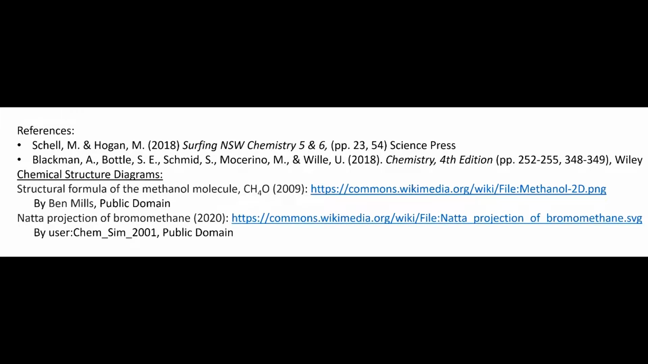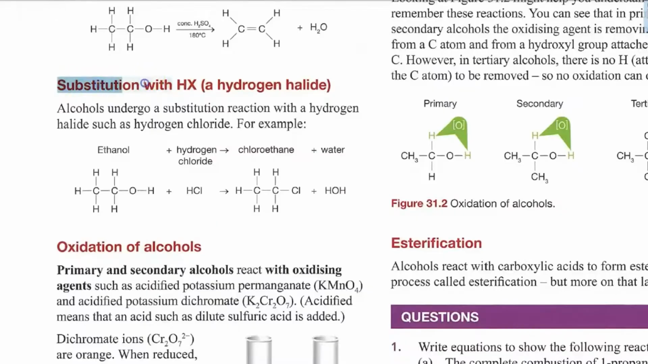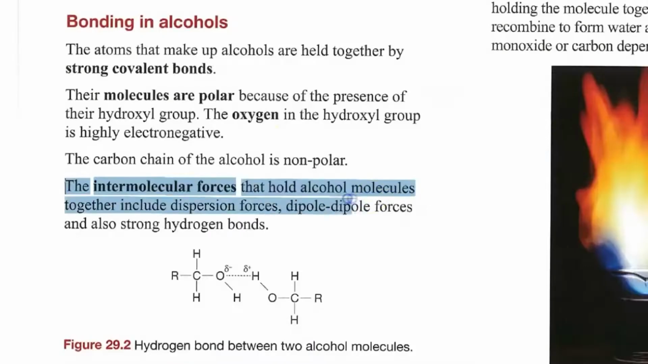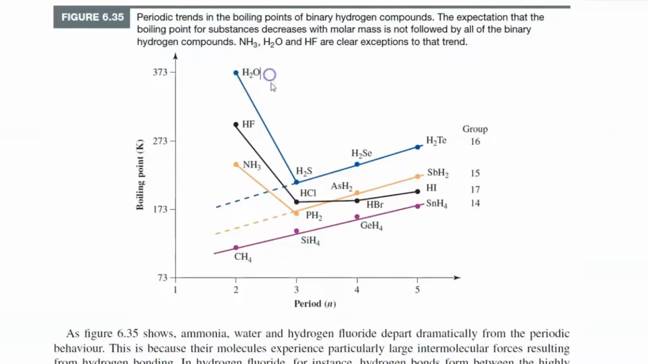These are the references used in this video. Specifically, the chemical structure diagrams come from Wikimedia, with Schell and Hogan's Surfing Chemistry and Blackman et al.'s Chemistry as the other sources. Schell and Hogan shows the results of an alcohol substitution reaction with a hydrogen halide, in this case chlorine, which verifies that bromomethane would be the product for question 7. It also shows that alcohols have generally larger boiling points compared to alkanes, for example, and that hydrogen bonds exist between alcohol molecules. In Blackman et al., the large effect of hydrogen bonds on boiling points is highlighted by referring to a series of hydrogen compounds, highlighting that nitrogen, oxygen, and fluorine atoms fall outside the general trend.